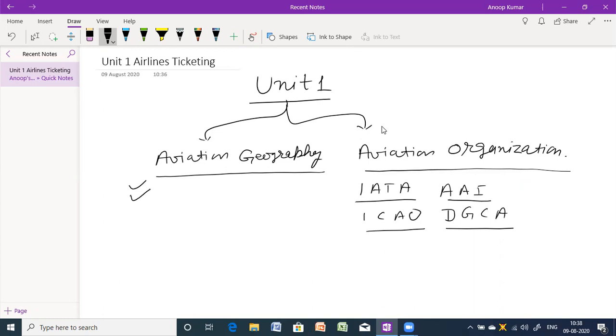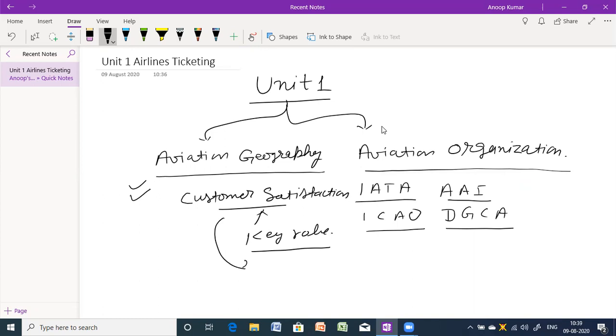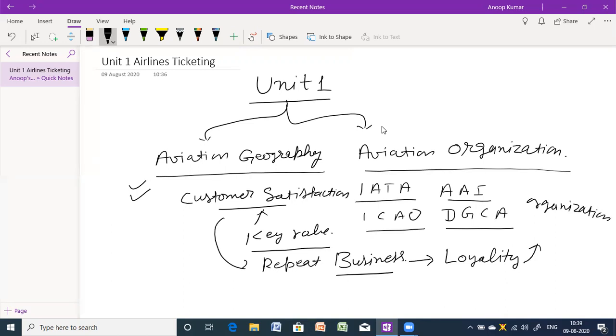In airlines ticketing or in any business, customer satisfaction plays a key role. If a customer is satisfied, he will give you a repeat business. Then customer satisfaction is converted into loyalty, and a stage will come when the organization has to spend very less amount on marketing.